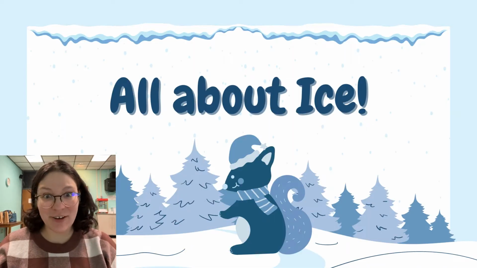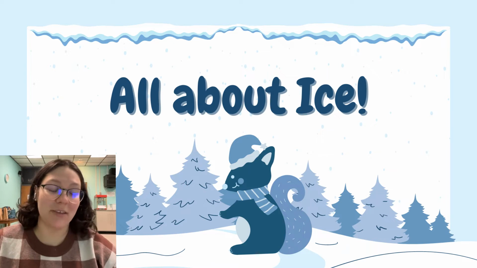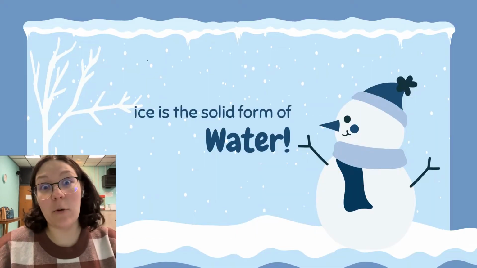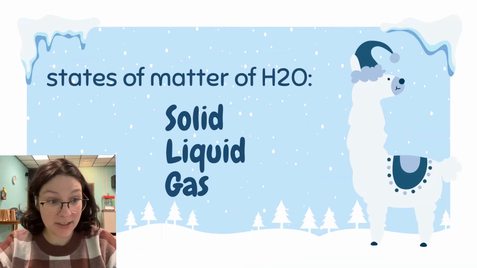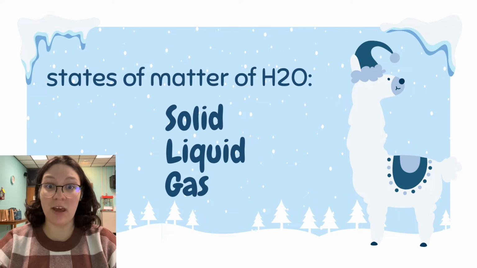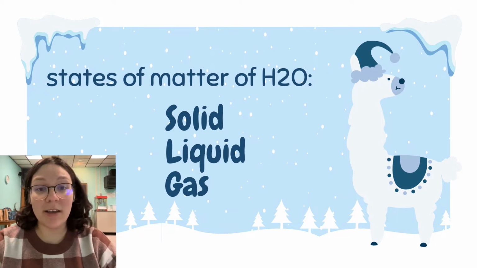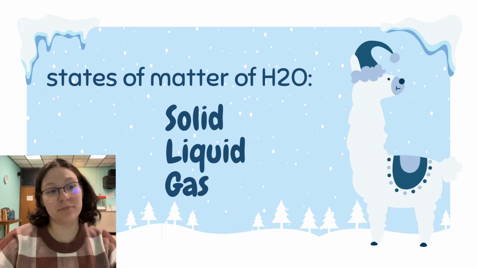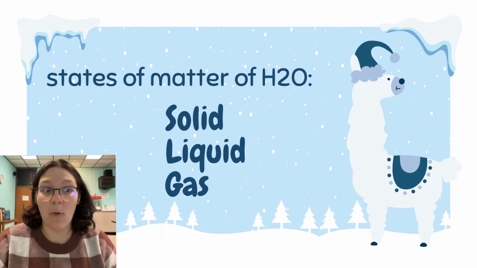So as I mentioned, our lesson today is all about ice. Now, as you may know, ice is the solid form of water, and there are 3 different states that water can be in. Water is also known as H2O. That's the chemical compound that makes up water. It's made of 2 hydrogen and 1 oxygen. So as a liquid, H2O is our old pal water.